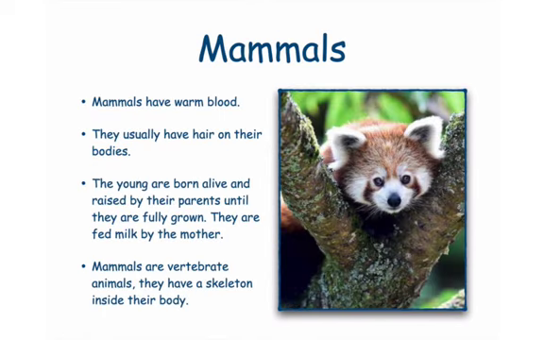Mammals. Mammals have warm blood. They usually have hair on their bodies. The young are born alive and raised by their parents until they are fully grown. They are fed milk by the mother. Mammals are vertebrate animals. They have a skeleton inside their body.